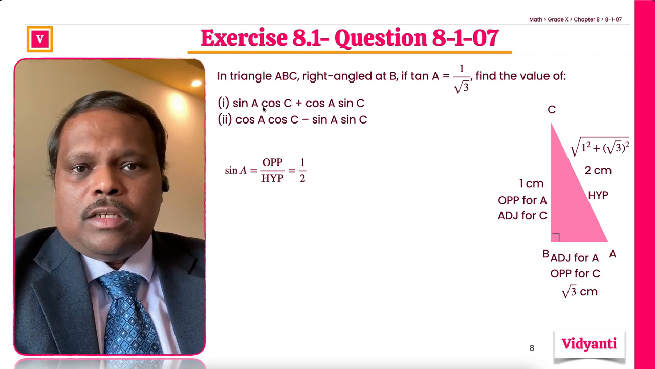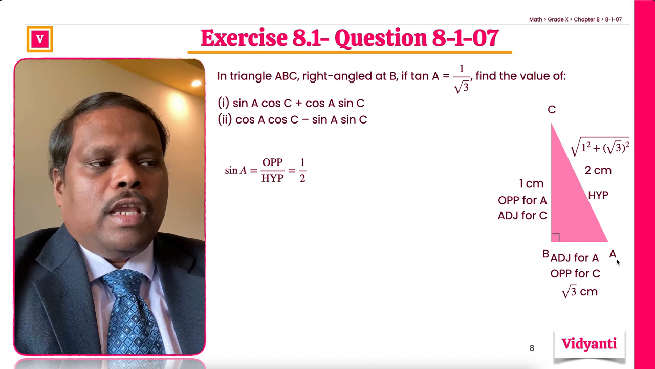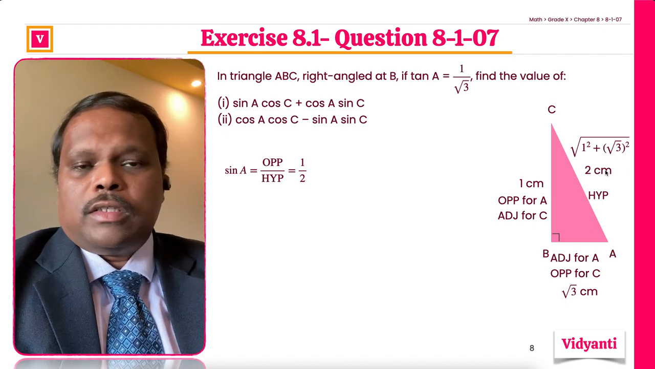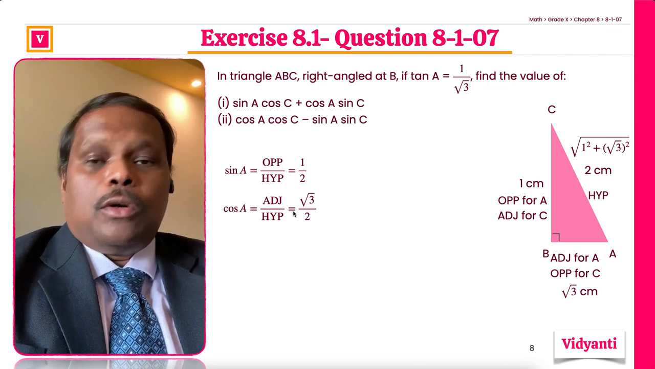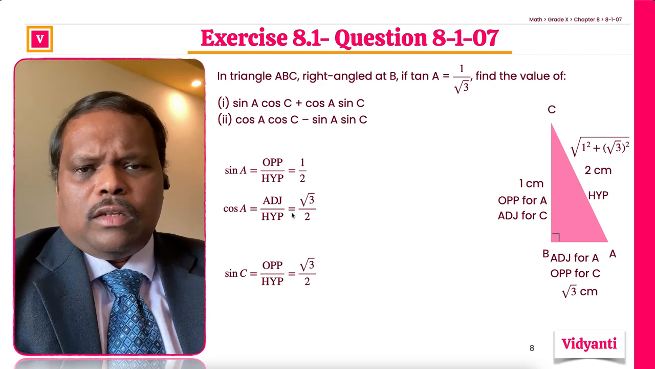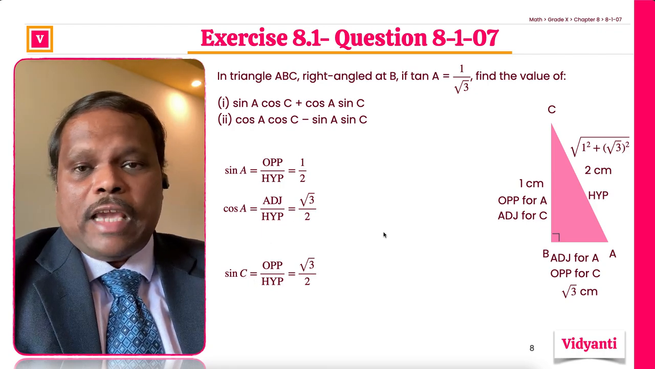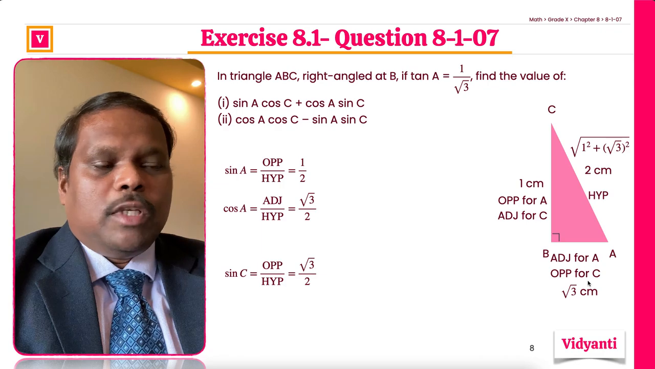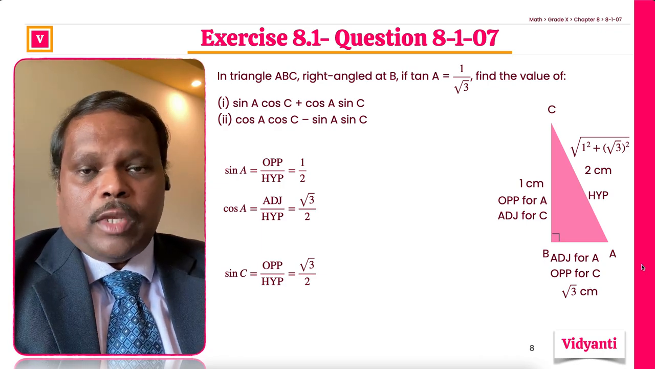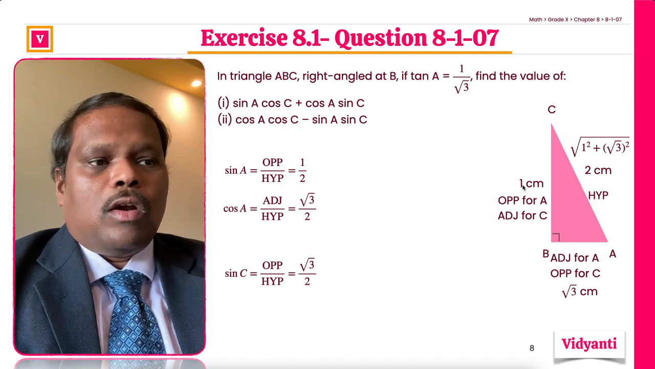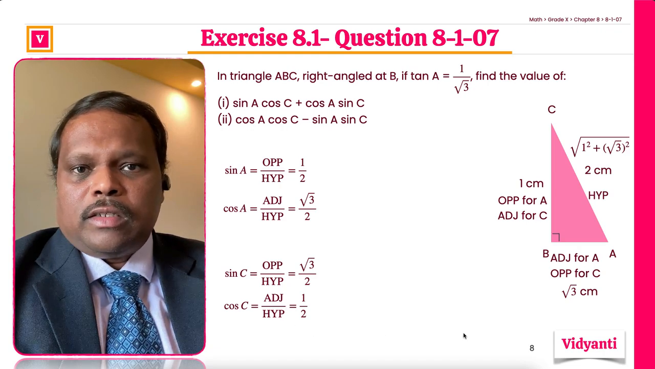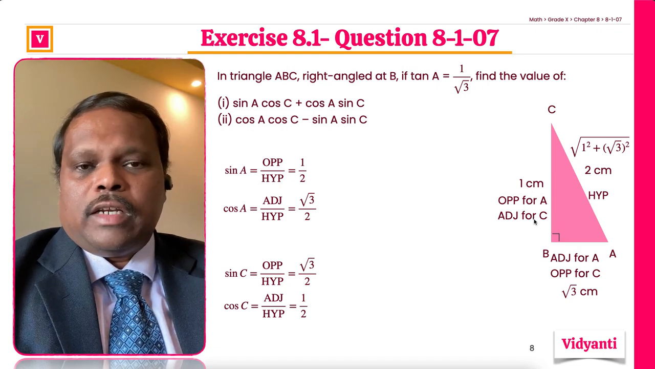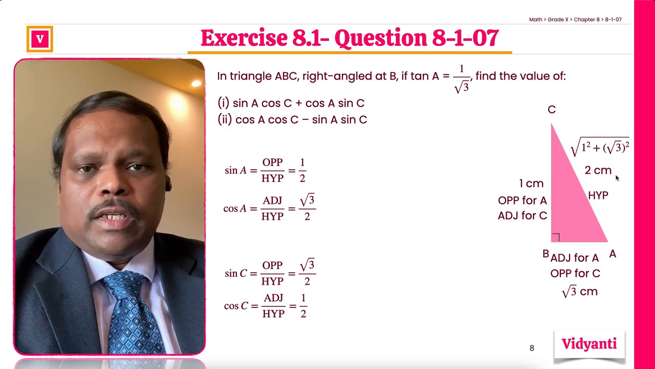So sine A is always opposite over hypotenuse. For A, opposite is 1, hypotenuse is always 2. So sine A is 1 over 2. Cosine is adjacent over hypotenuse, so that would be root 3 divided by 2. We can use a similar approach for angle C. For sine C, opposite will be directly facing it, so that would be AB. So it will be root 3 divided by hypotenuse, which is 2. Similarly, cosine C is adjacent over hypotenuse. Adjacent for C is 1, and hypotenuse for everybody is just 2.